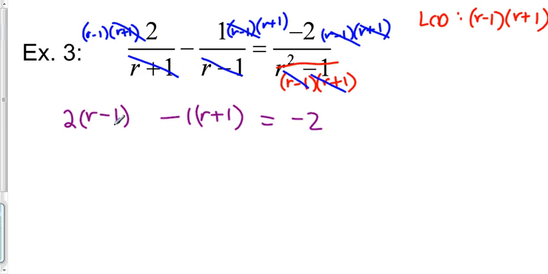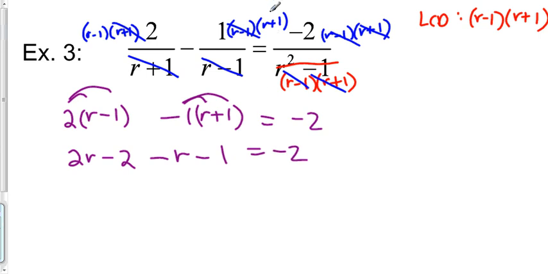So now it's a pretty easy equation to solve. Let's go ahead and distribute. 2r minus 2. Here we're distributing a negative 1, minus r minus 1 equals negative 2. Before you move on to any kind of solving here or undoing operations, let's combine like terms. So the 2r minus 1r gives me r. The negative 2 minus 1 gives me minus 3. And I've got r minus 3 equals negative 2. Well, let's add 3 to each side, and I get r equals 1.